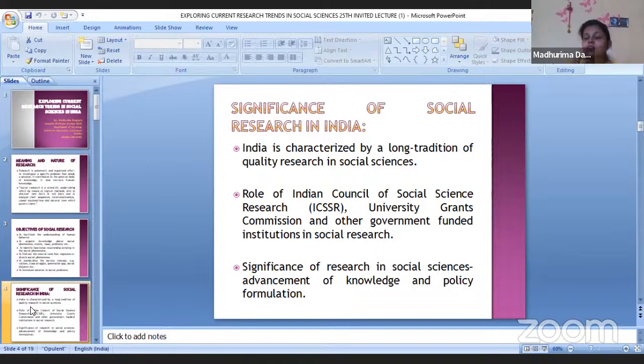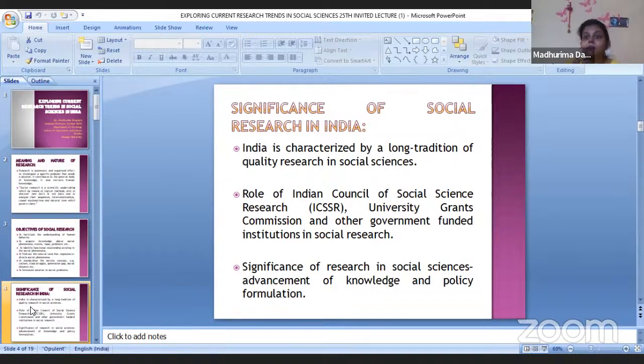So these two institutions or organizations, we can say, play a very important role in providing funds to the state and the central government bodies to run the teaching, to run the research in an efficient manner. But other than that, there are also many other government institutions as well. However, importance of research in social sciences can also be understood in two ways. Firstly, in terms of advancement of knowledge, it helps to understand and advance knowledge. And secondly, it helps to formulate policies.